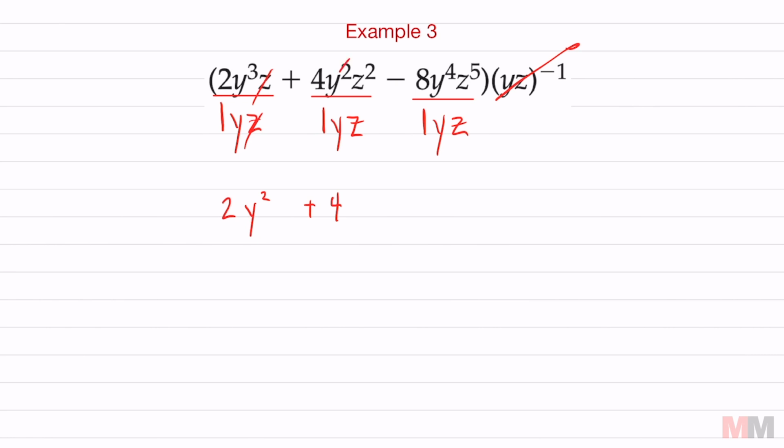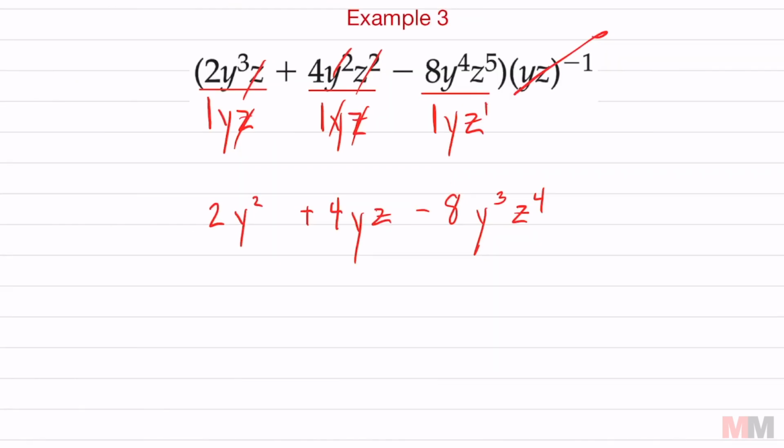y squared divided by y is y. Z squared divided by z is just a z. Negative 8 divided by 1, 8. You get y cubed. That's got a 1 if you want to put it there. And that turns into z to the fourth. There's nothing you can combine. You don't have to combine like terms. That's it. That is it.